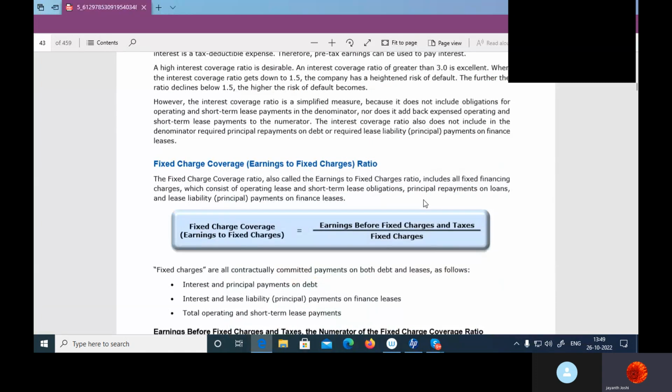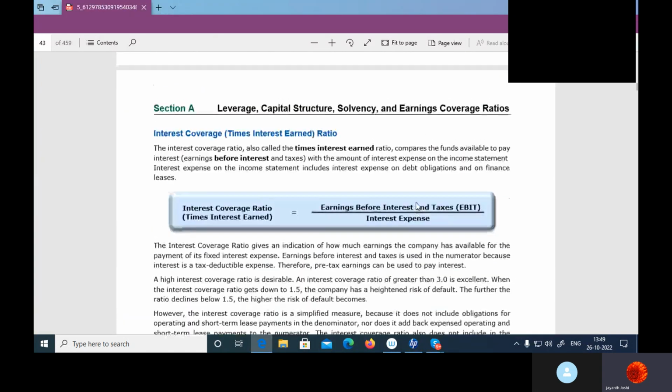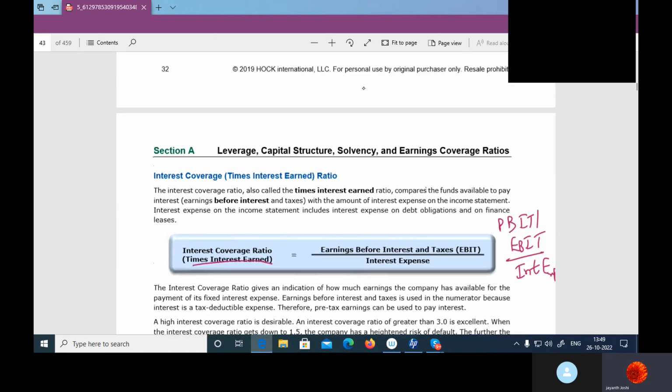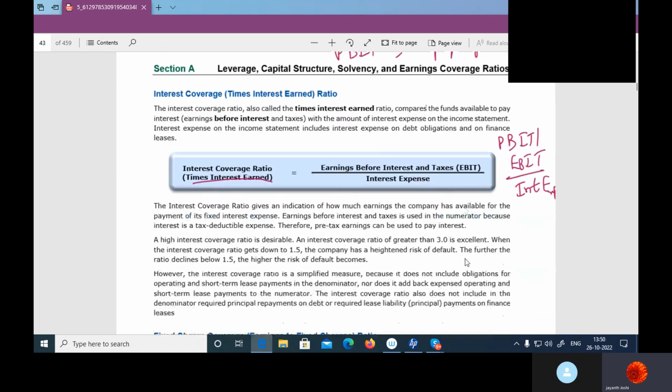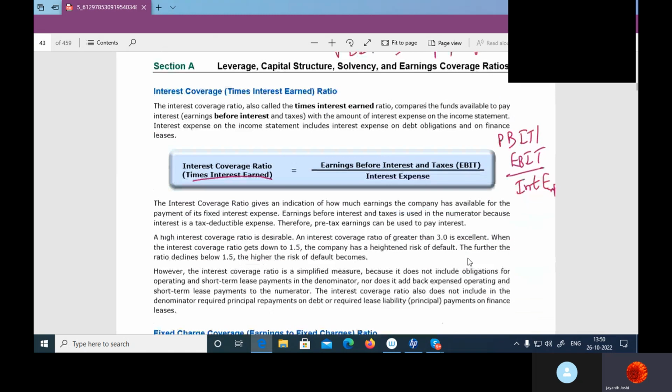So now the next part is the interest coverage ratio. It is also called times interest earned. The formula is PBIT, or you can say EBIT, divided by interest expense. So this is the ratio. PBIT is also called operating profit. We already discussed this while doing the income statement, correct? So what does this ratio mean?